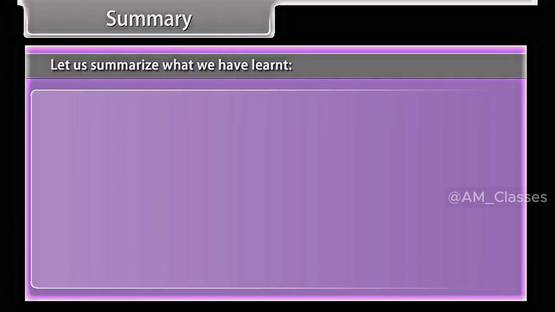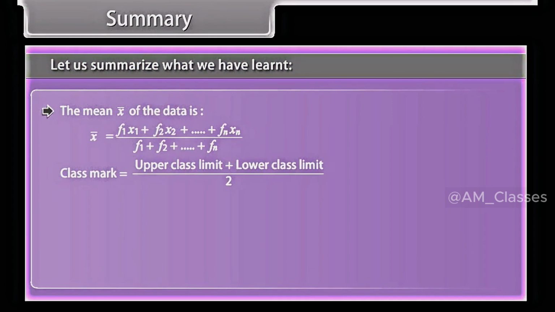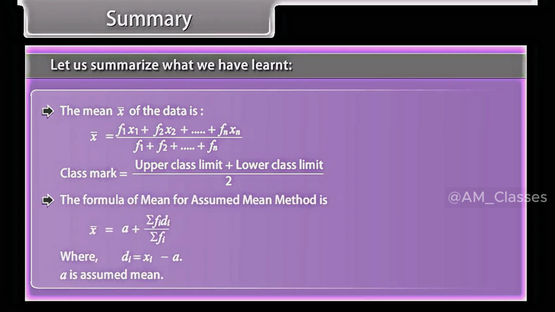Summary. Let us summarize what we have learned. The mean x bar of the data is x bar equals f1 x1 plus f2 x2 plus and so on plus fn xn by f1 plus f2 plus and so on till plus fn. Class mark equals upper class limit plus lower class limit upon 2. The formula of mean for the assumed mean method is assumed mean plus summation of the product of fi and di divided by summation of fi, where di is equal to xi minus a. a is the assumed mean.